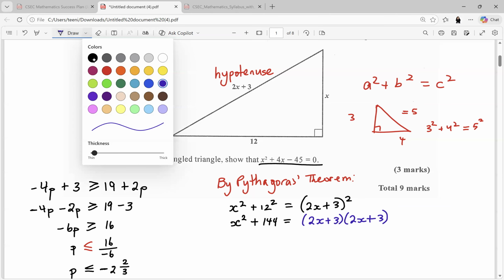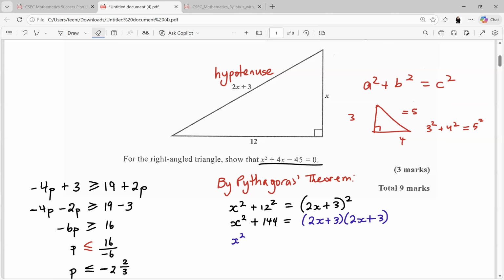All right, so let's expand those brackets. The left-hand side remains unchanged for now because there's nothing further to simplify there. So you have x squared plus 144 is equal to 2x times 2x, which is 4x squared, 2x times 3, which is 6x, 3 times 2x, which is also 6x, and then 3 times 3 is 9.